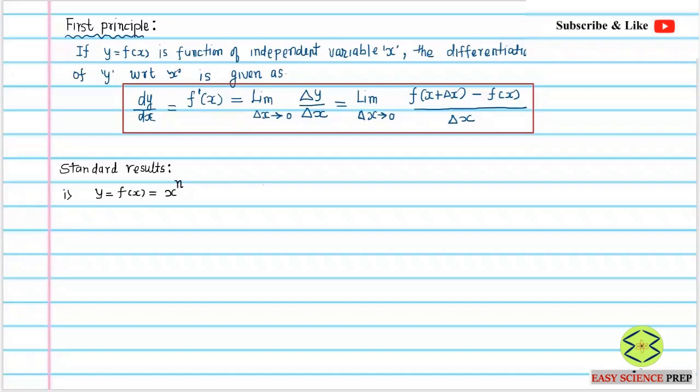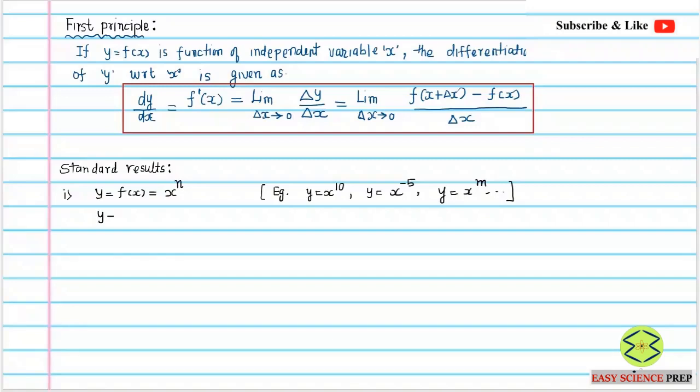For example, you can have y equal to x raised to 10, or y equal to x raised to minus 5, y equal to x raised to m, anything similar to that. These are examples of polynomial function of x raised to n. So we can solve it by using first principle. We can apply the first principle rule and obtain the expression for this differentiation. So let's do it.